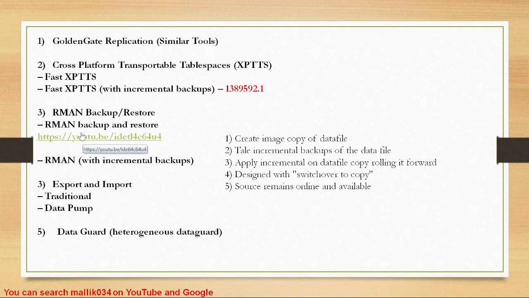There's one more method, RMAN backup and restore with incremental backups. How it works: create an image copy of a data file, take an incremental backup of the data file, and apply the incremental backup on the copy, rolling it forward. Whenever you get the desired downtime, you can switch over to the copy, and then you can build your target database.